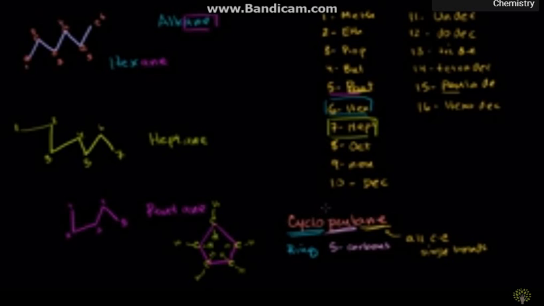So let's go the other way. Let's start with the word, and let's see if we can figure out what the actual structure would look like. So let's say I have cyclonane. So what is this telling me? This tells me I'm dealing with a ring. It's going to have a ring structure. It's going to have 9 carbons, 9 Cs. And then it's an alkane, so they're all going to be single bonds.